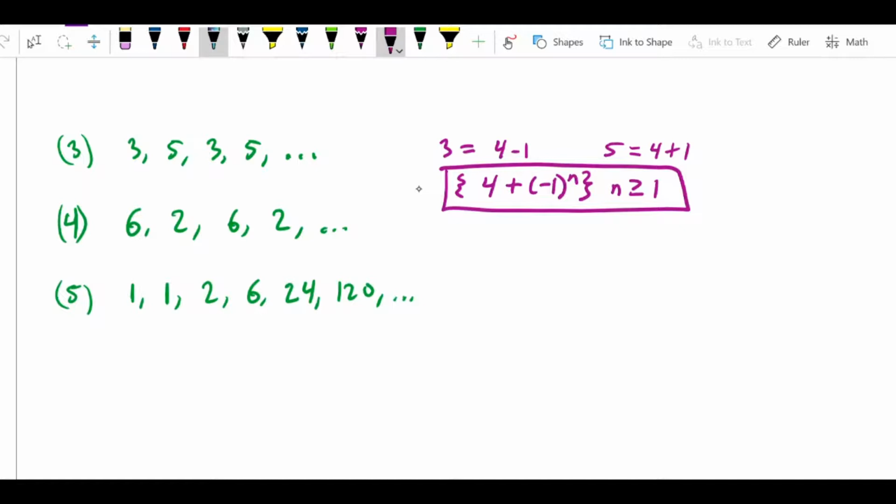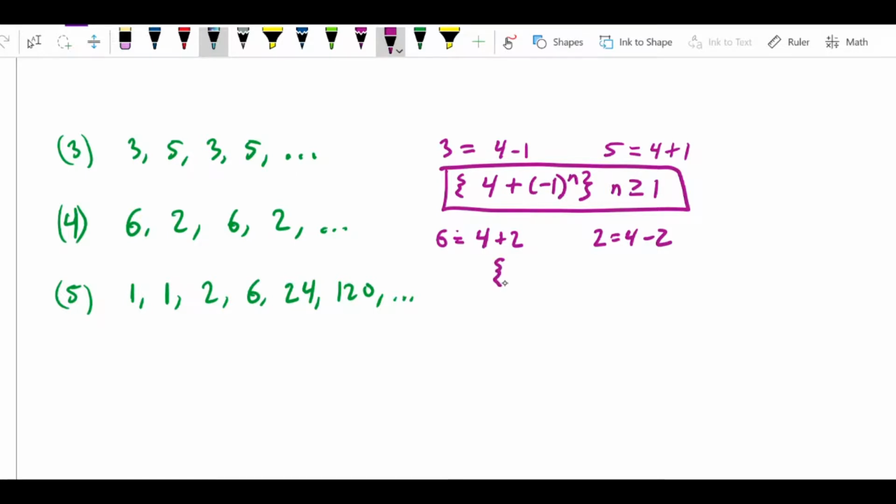So that's how you would make something like that alternate. Here's problem number 4. We have 6, 2, 6, 2, 6, 2, and we notice that we're not separated by 2 anymore, we're separated by 4. So what you want to do is pick the number in the middle, which is 4, same as last time, and then go either up by 2, or we can say that 2 is equal to 4 minus 2. So we're going to take 4 and either add 2 or subtract 2 to get either 6 or 2.